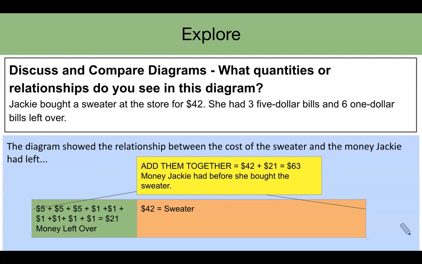these other models. Okay, but we could just do it where we show that this is the two parts added together. These are the two parts added together with lines connecting them. Okay, the total we don't know is the money Jackie had before she bought the sweater.